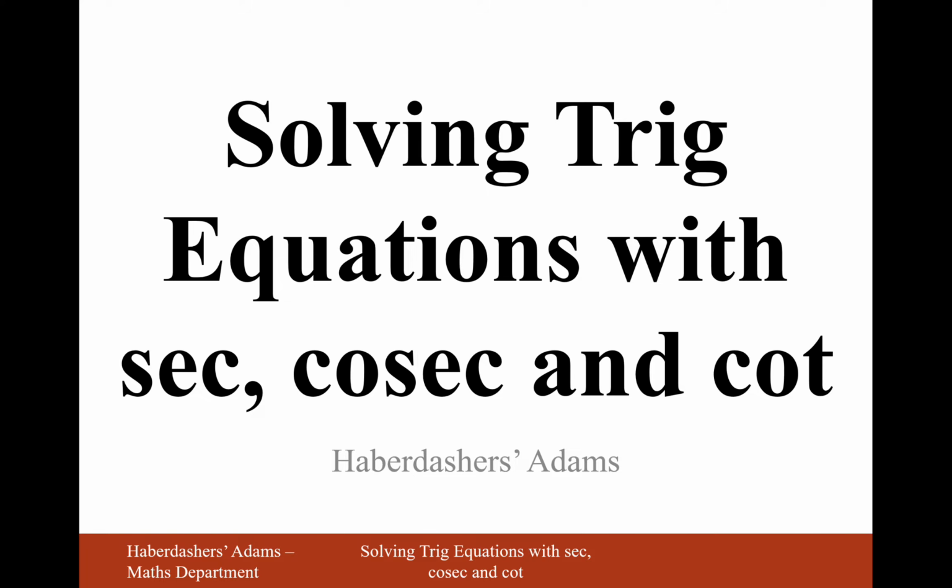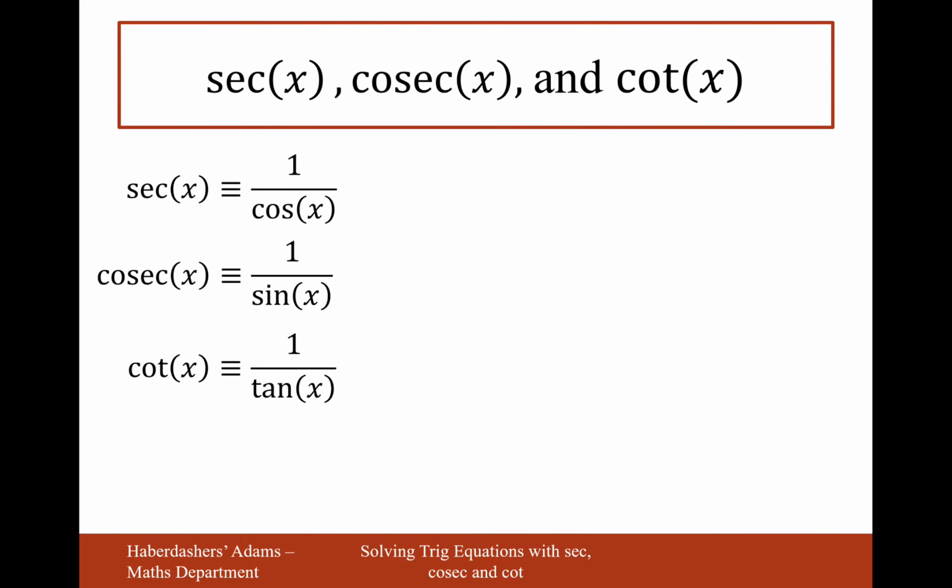So just a reminder of the rules that we're going to be using in this video. Sec is equivalent to 1 over cos. So wherever you see sec, you can write 1 over cos. Cosec is 1 over sine and cot is 1 over tan.